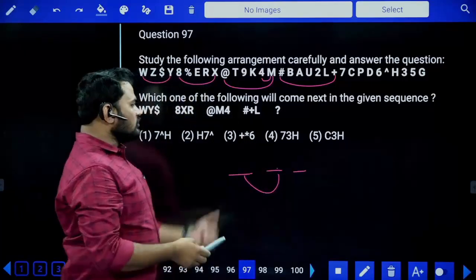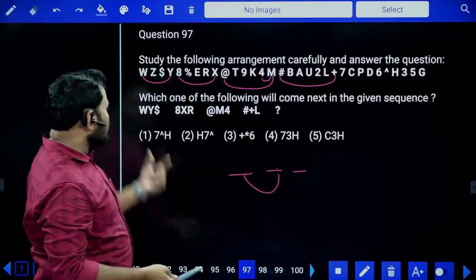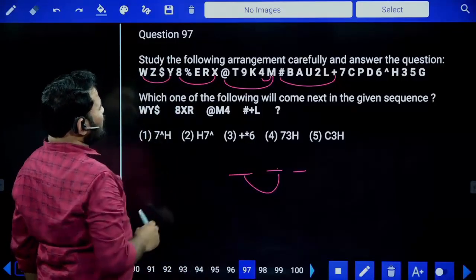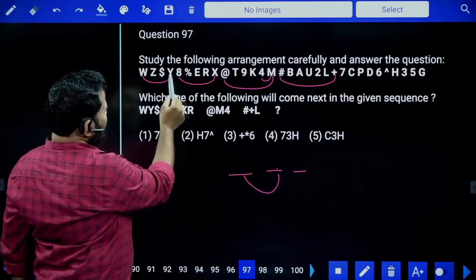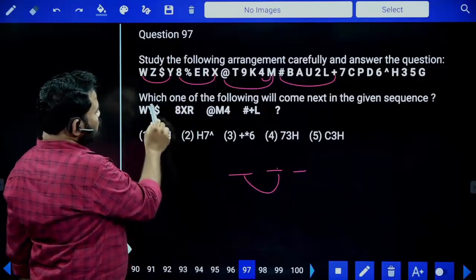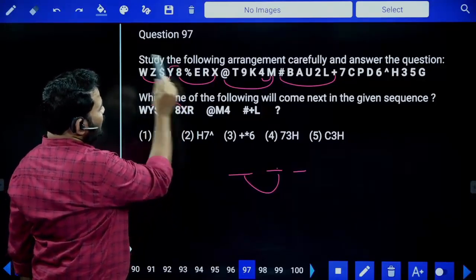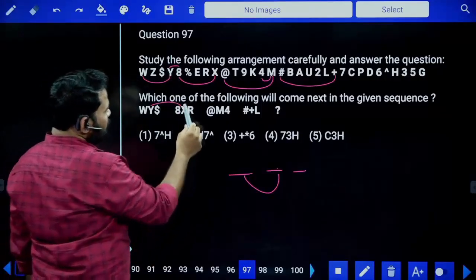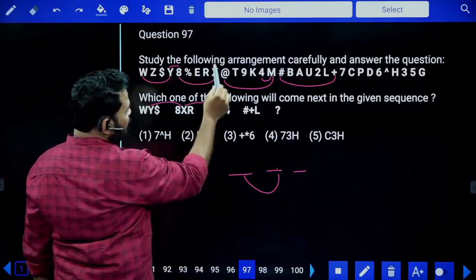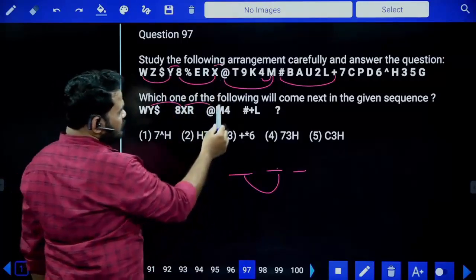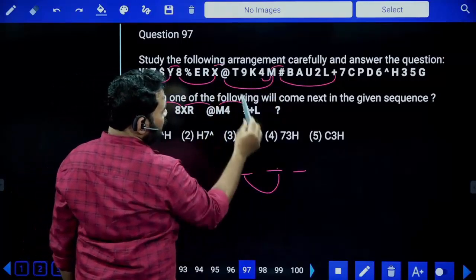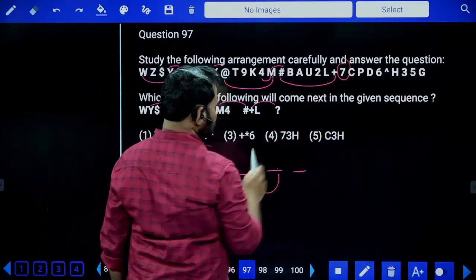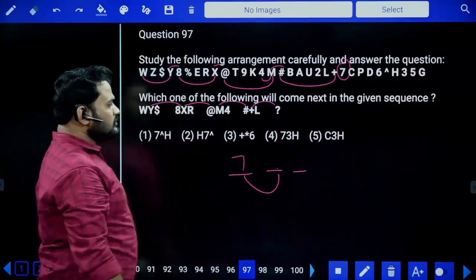First I need to identify the starting element. Just look at the sequence. Here we have dollar and 8. Between y and 8 there is no gap. Between x and at the rate there is no gap. Next, M and hash, no gap. After plus, whatever element is there, I need to take the same element, that is 7. So my answer must start with 7.